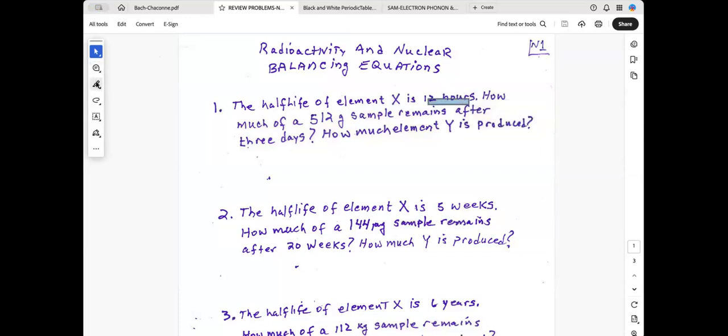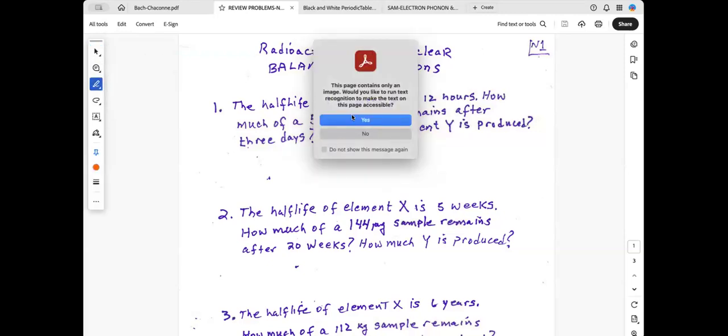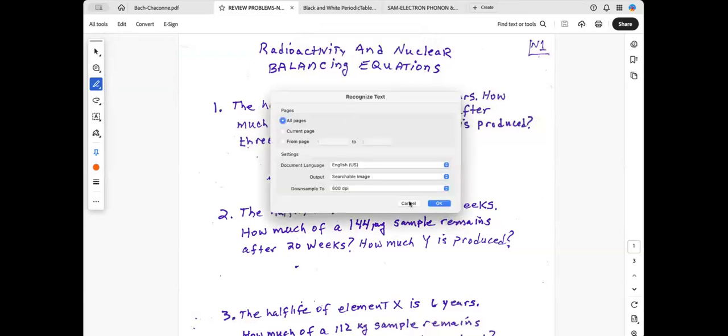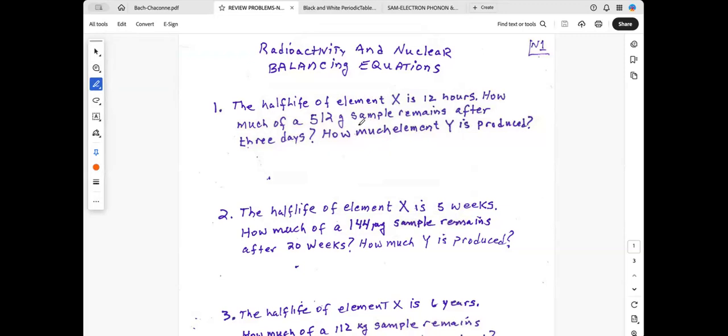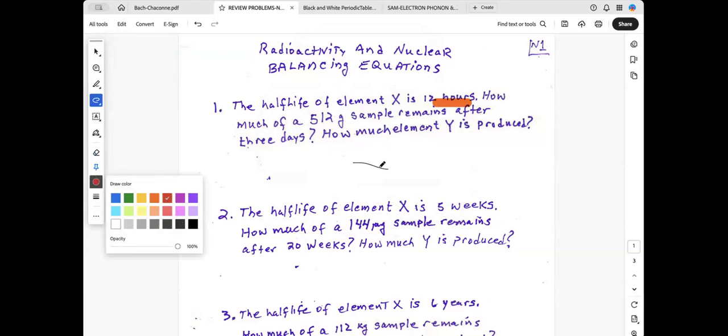Oops. I don't know. Where's the pen? Okay, so let's see. Cancel. I don't know what's going on. All right. The half-life of element X is 12 hours. Oops, I don't want to do that. Draw. Okay, so now we're back to drawing. Okay, so now we're good. All right. So forgive that red mark.